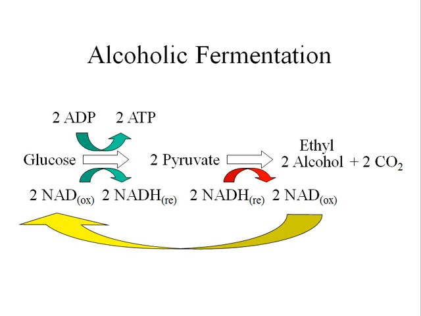Like we saw in lactic acid fermentation, yeast must convert the pyruvate to ethyl alcohol and carbon dioxide because this is how it regenerates NAD. Since there's only a limited amount of NAD in the cell, without converting pyruvate to alcohol and carbon dioxide, the cell would quickly run out of NAD and would not be able to continue glycolysis.